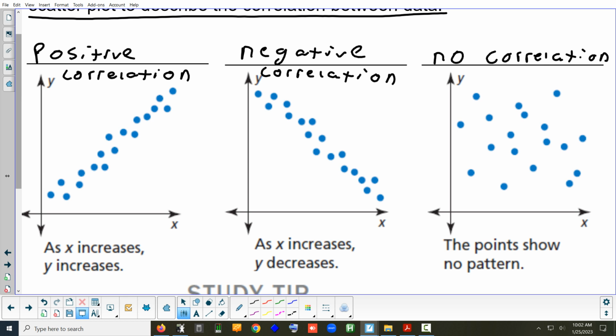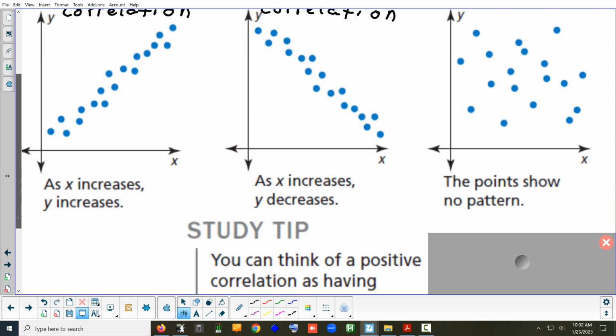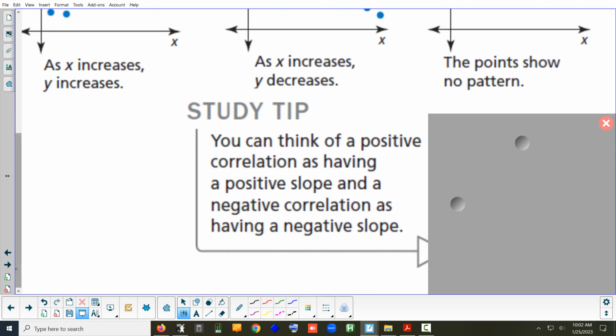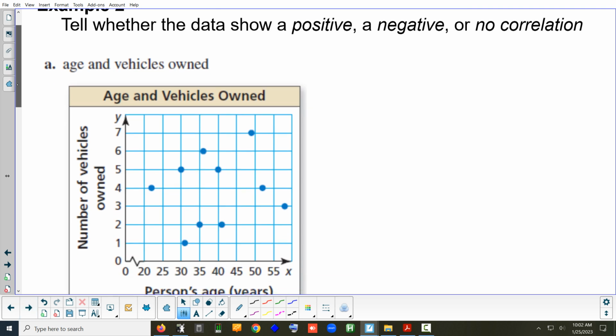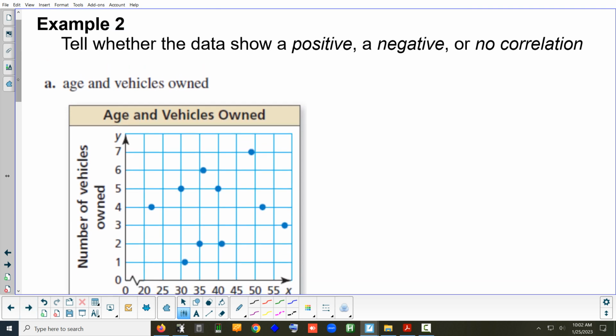Okay, any questions on that? So let's look at a few graphs and see if there's a correlation. So example 2, tell whether the data shows a positive, negative, or no correlation.